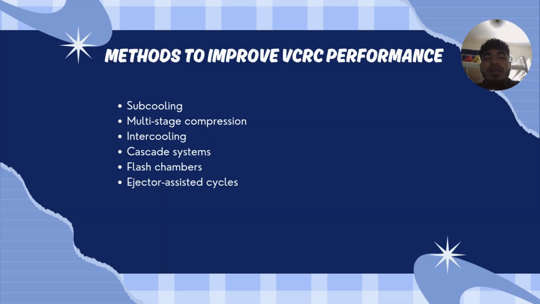Some methods we researched. Many researchers have proposed different methods to improve refrigeration system performance. These methods include subcooling, intercooling, flash chamber, and multi-stage compression. Among these methods, multi-stage compression is considered one of the most effective approaches to reduce the compressor work and improve the COP, in our opinion.